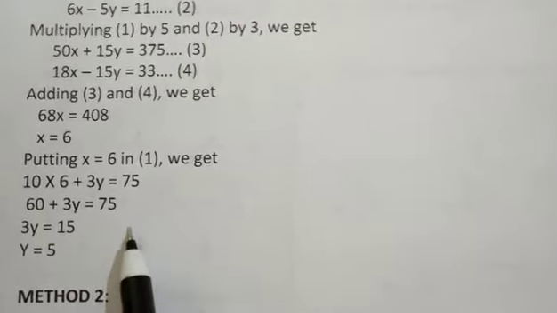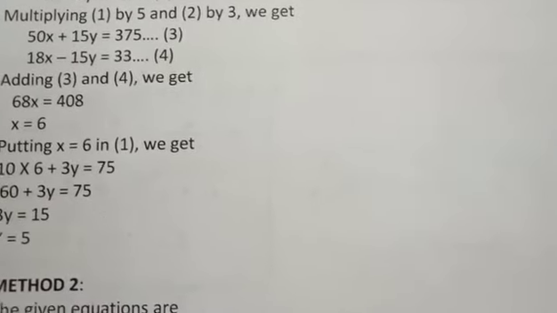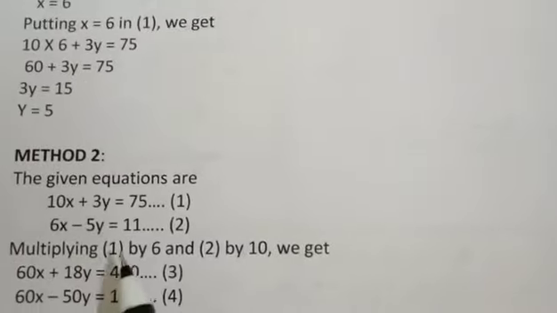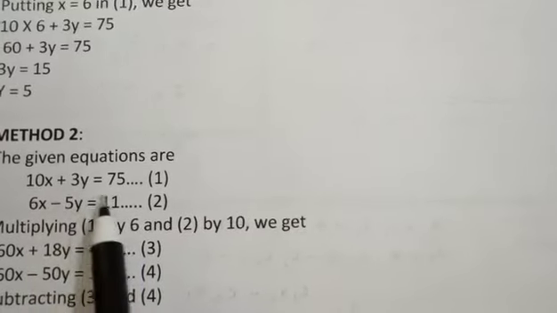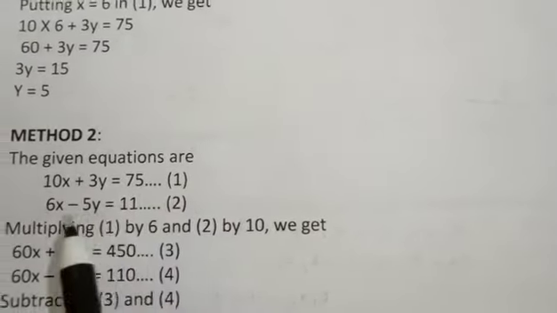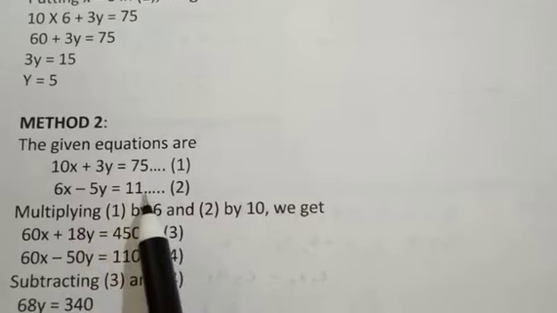Then we put the value of x in any one of the equations and we find out the value of y. Coming to method number 2, that means again I take up both the equations. 10x plus 3y is equal to 75. 6x minus 5y is equal to 11.